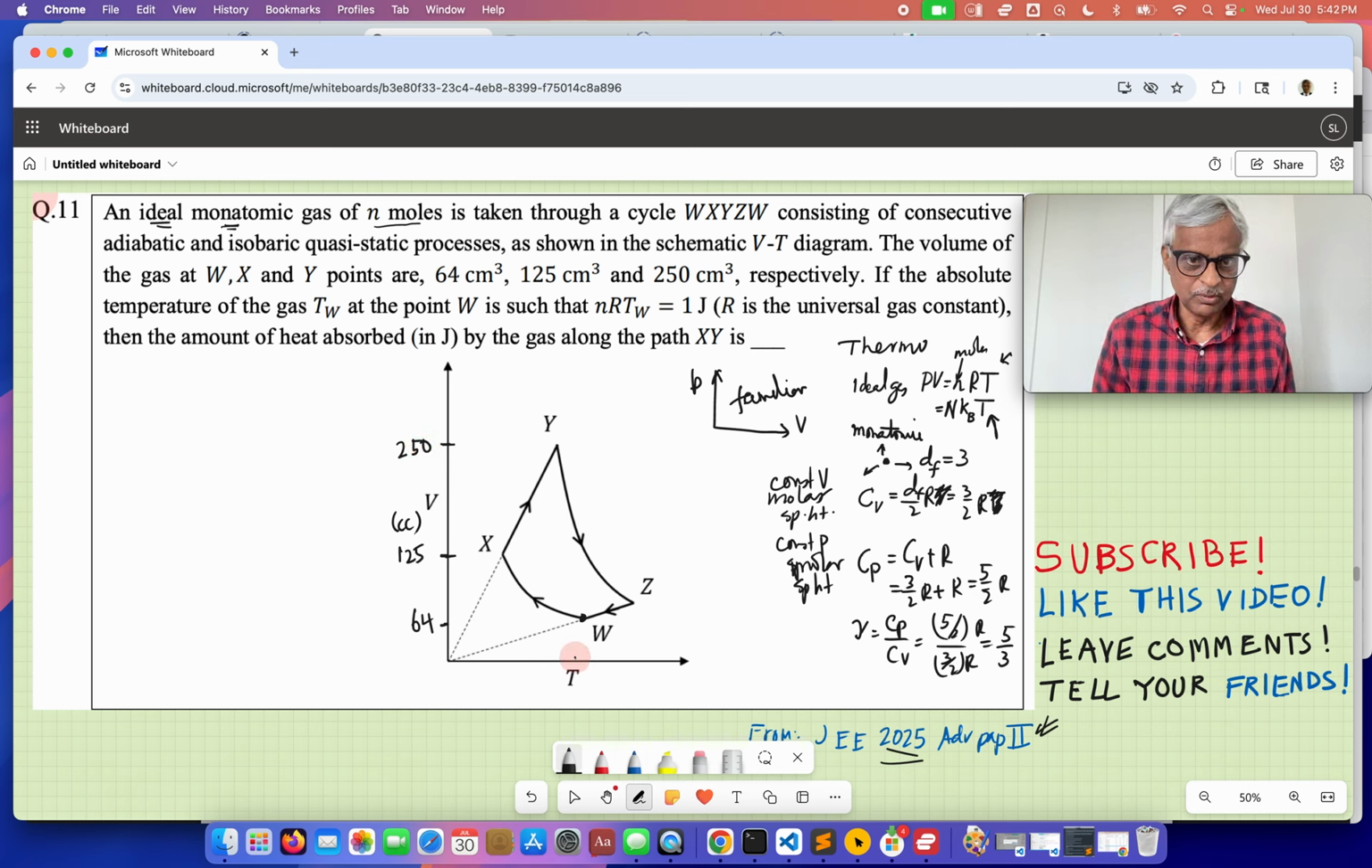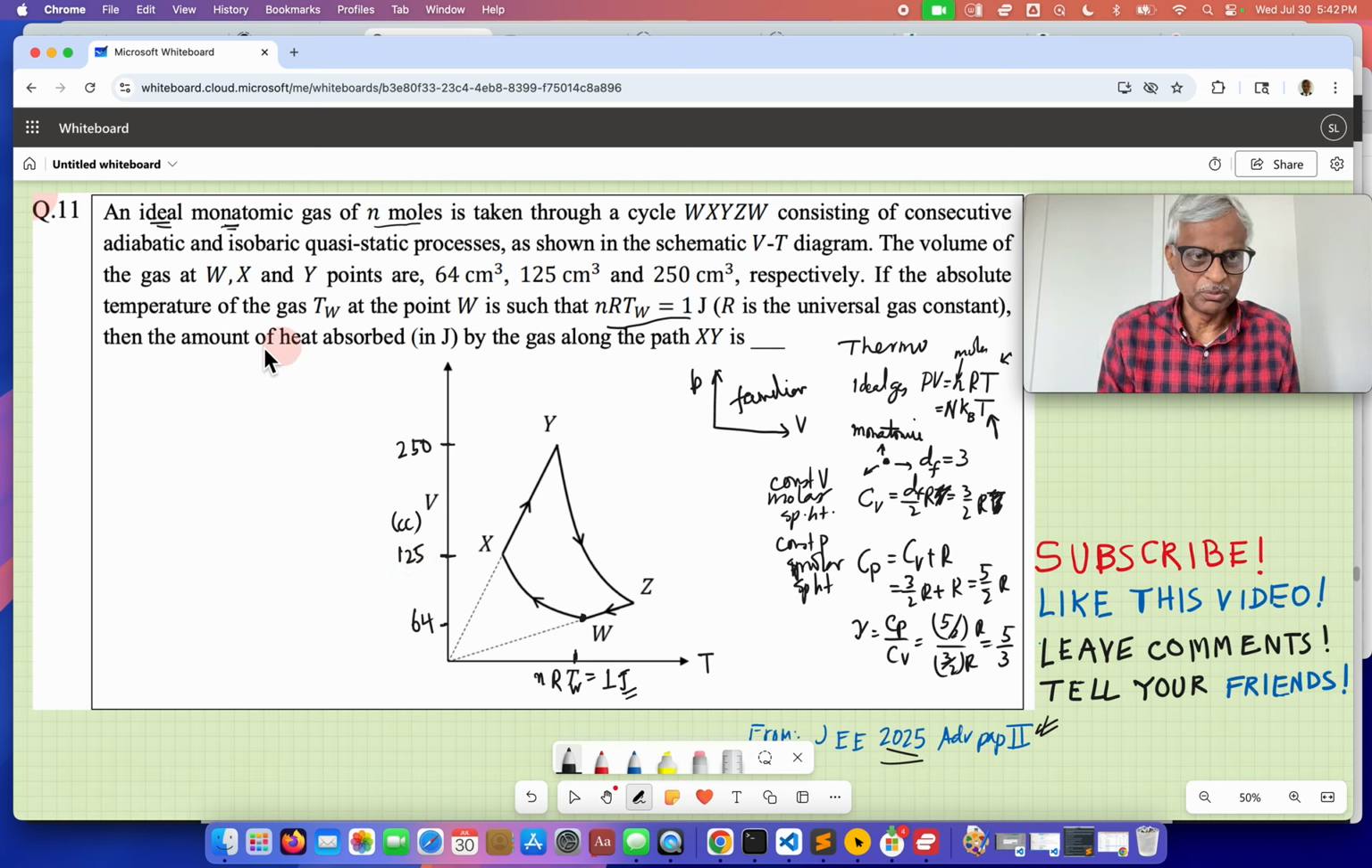And let's call this T. T_W is not given, but a condition is given for T_W: N R T_W equals 1 joule. So that's given. This unit is given in SI, but this is centimeter cube, which is not an SI unit. Okay.